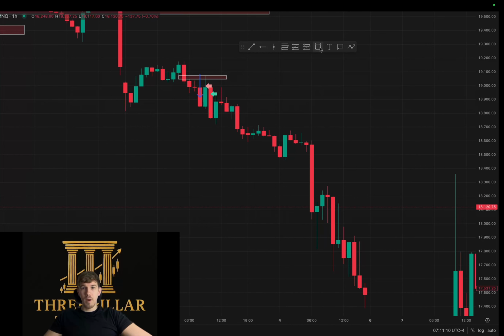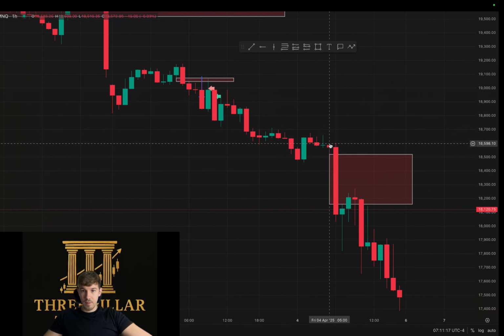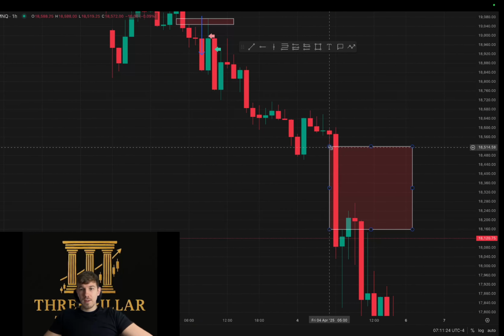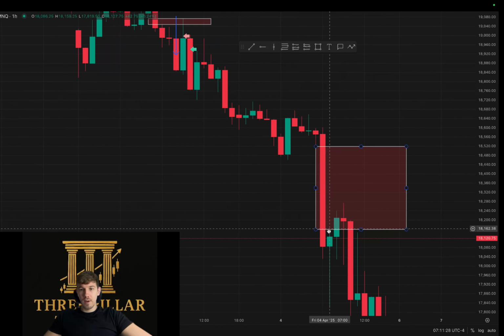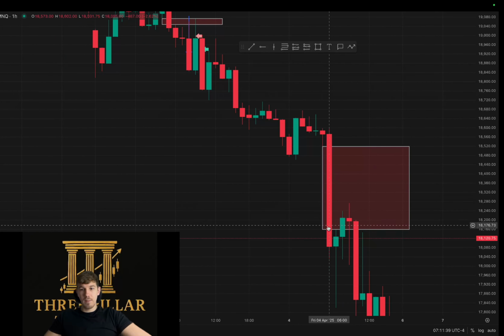So just to recap what a fair value gap is, it's a gap in price between 3 candles. So you have candle 1, candle 2 and candle 3. Candle 1 has a body and wick, and candle 3 also has a wick. So we mark it from the low of the first candle's wick to the high of the third candle's wick. This is a bearish fair value gap. This is how you mark a bearish fair value gap.